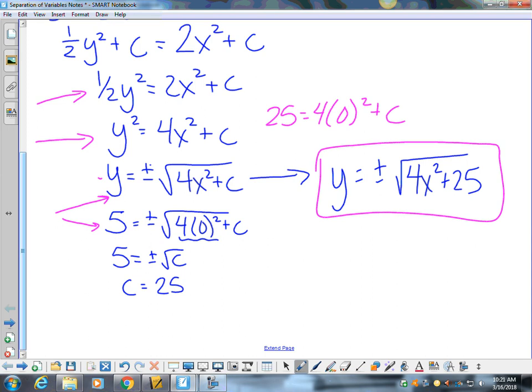Okay, are we good? What is step number 1? And what's the name of these notes? Separation of variables. And that's what you're doing. You're separating your variables so you can solve the differential equation, the Diff-EQ.